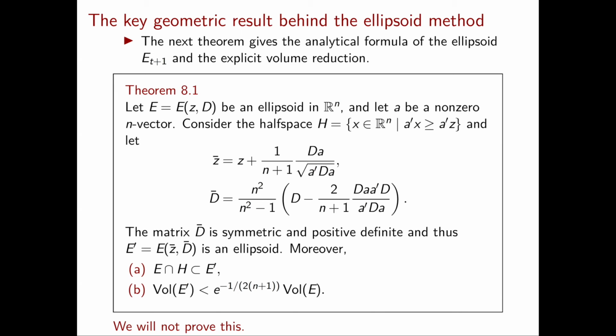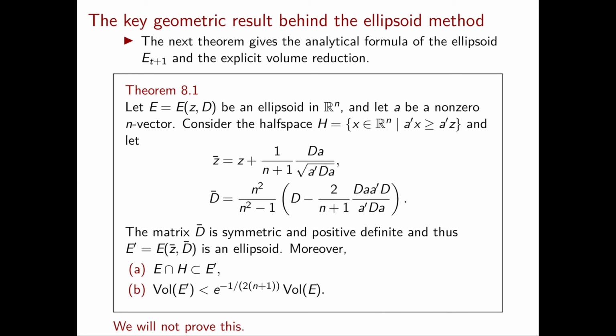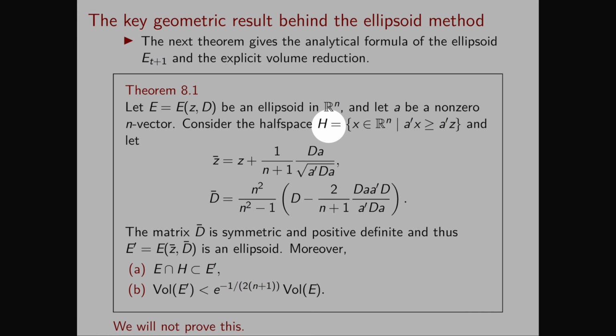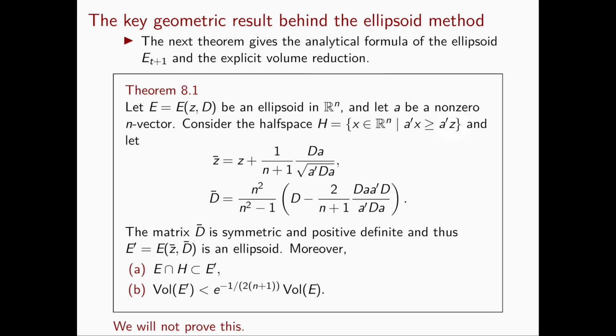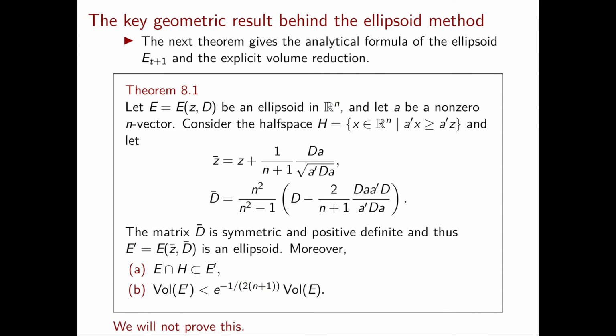The next theorem is rather technical, but I want to show you the statement because it gives us an analytical formula of the new ellipsoid. And it also gives us explicitly the ratio of the volumes of two consecutive ellipsoids. Let's read through Theorem 8.1. Let E(z, D) be an ellipsoid in R^n, and let a be a non-zero n-vector. Consider the half space H of the vectors x in R^n that satisfy a transpose x ≥ a transpose z. Now let z bar be equal to z plus 1 over n+1 times Da over the square root of a transpose Da.